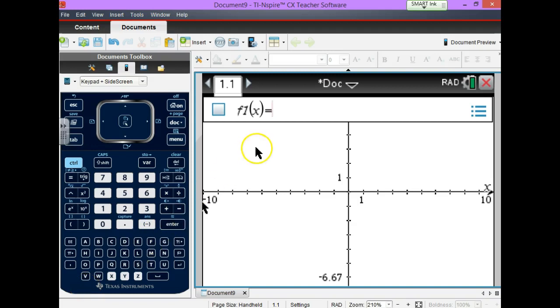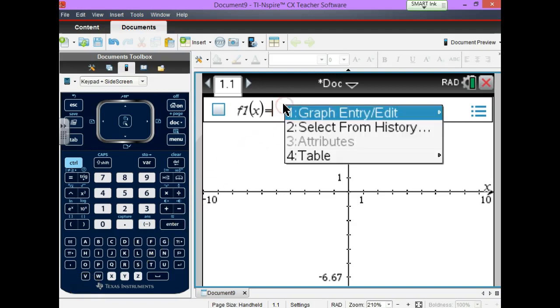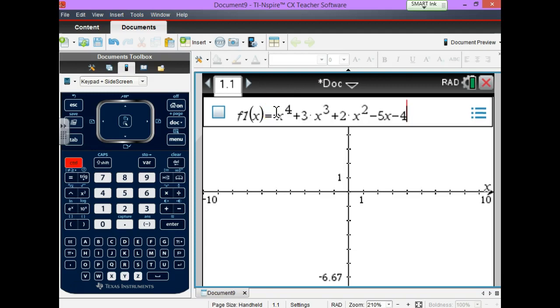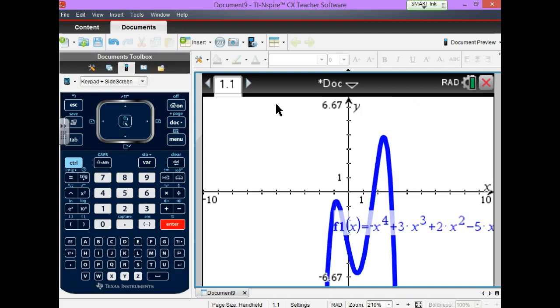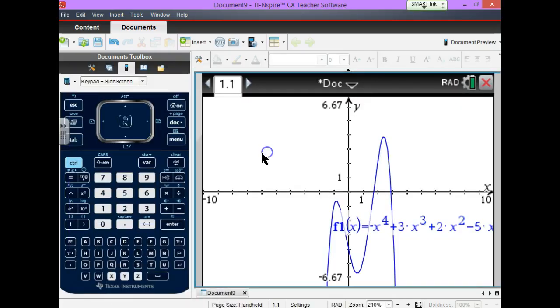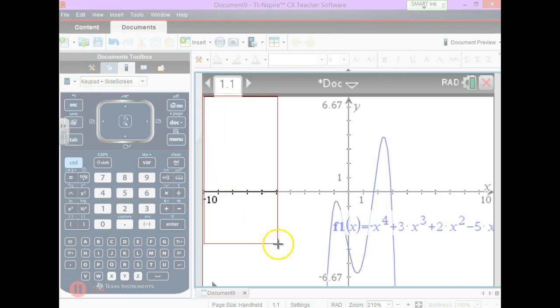Alright, so here we're going to go and insert that polynomial. Hit enter, and there's what we're looking at. Okay, now going back to the question. It says describe the graph and identify the number of real zeros. So let's do that. I'm going to take an image of this here.